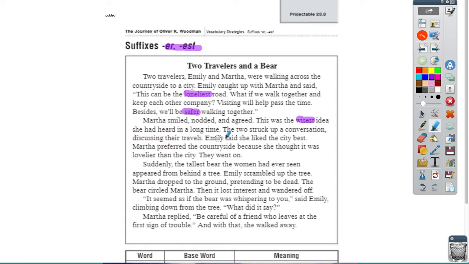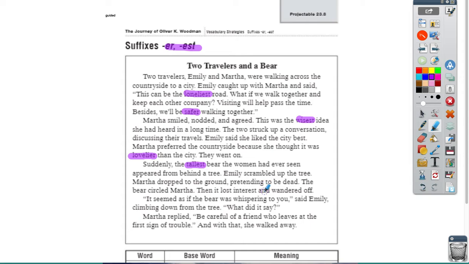Here we go. The two struck up a conversation discussing their travels. Emily said she liked the city the best. Martha preferred the countryside because she thought it was lovelier than the city. They went on. Good job, guys. Lovelier. Right? And we did talk about that. It means more lovely. Suddenly, the tallest bear the woman had ever seen appeared from behind a tree. That's right, tallest. We have the word tall, we add est, which must mean the most tall.